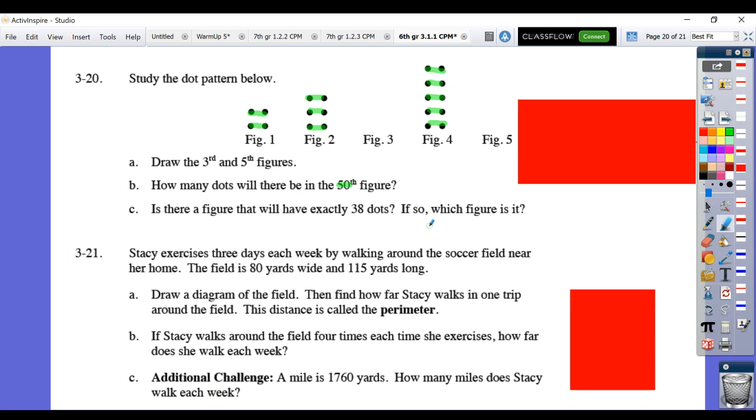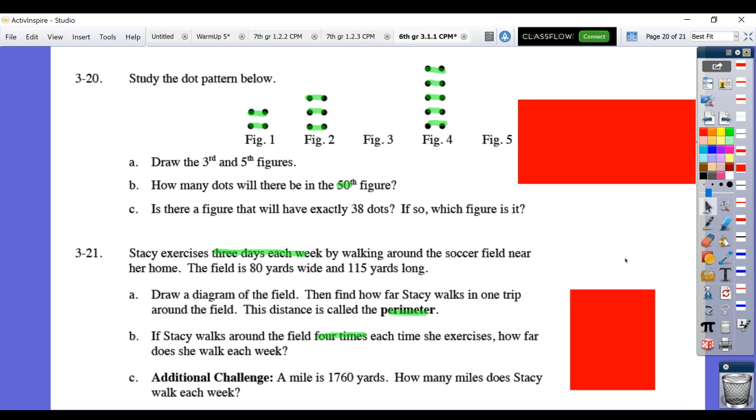321, Stacy exercises 3 days a week by walking around the soccer field near her home. The field is 80 yards wide and 115 yards long. So first you're going to draw a diagram of that. So you're going to start by making your rectangle, labeling in your width and your length. Find out how far she walks in one trip around the field, which is the perimeter. That'll be your answer for A. And then if she walked around the field 4 times every time she exercised, how far does she walk each week? So remember, it's 4 times the perimeter, and she's doing that 3 days a week.